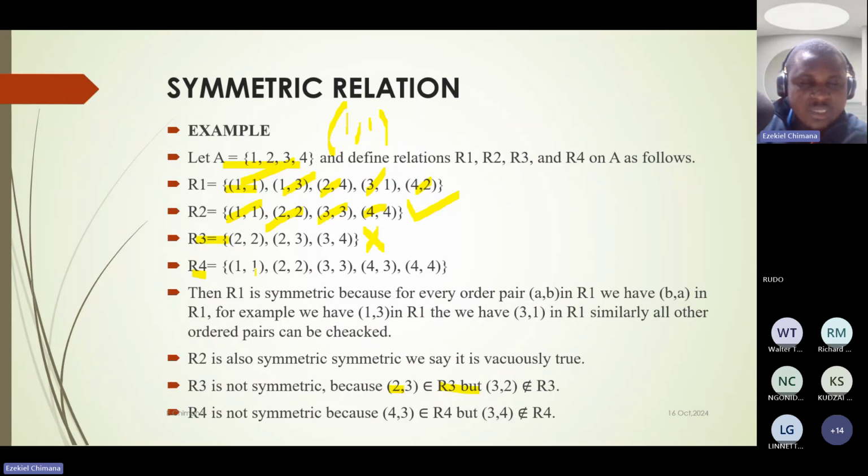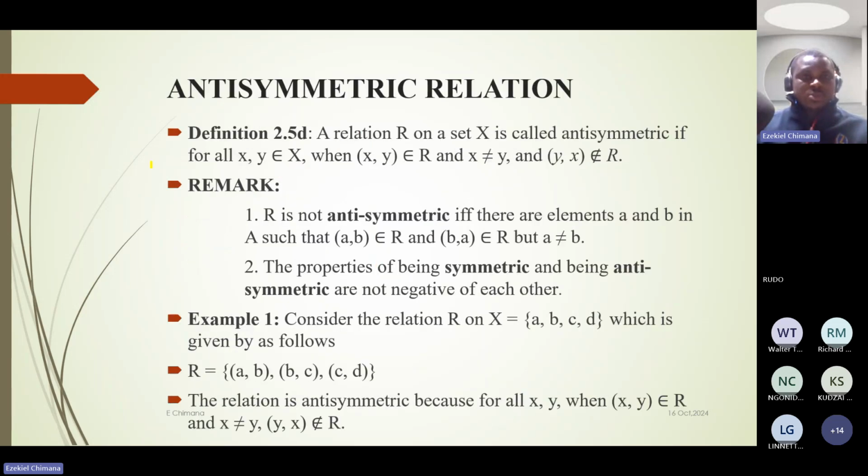Is R4 a symmetric relation? We've got 1, 1, good, 2, 2, good, 3, 3, good. But here we've got a 4, 3, but we do not have a 3, 4. So 4, 3 is an element of R4, but 3, 4 is not an element of R4. So this is not symmetric. So that's all about symmetric relation. If there are questions, you need to ask, because now we are going to look at antisymmetric relation.